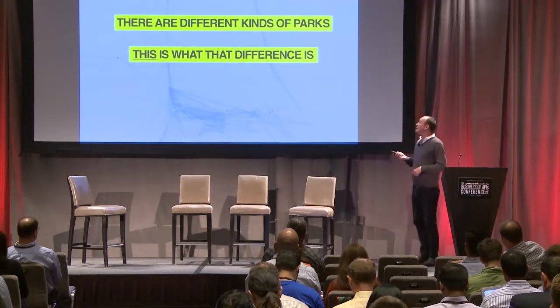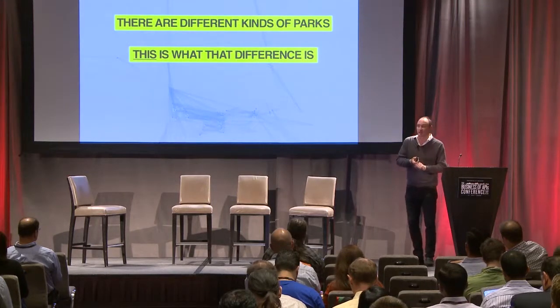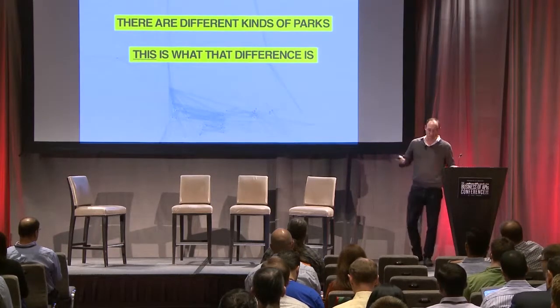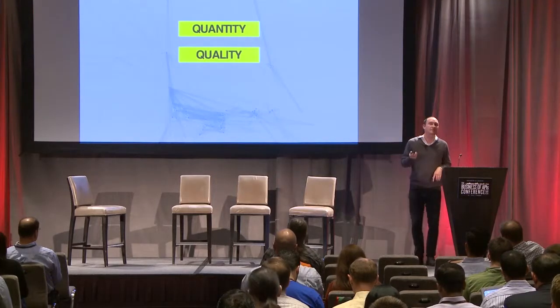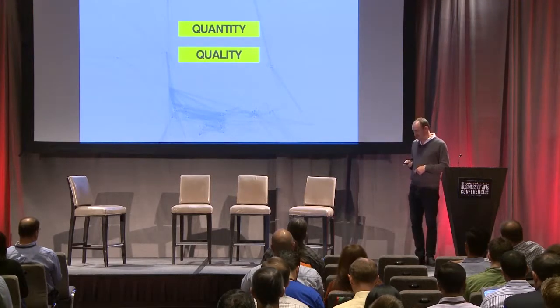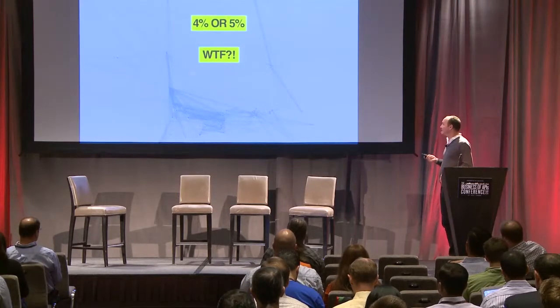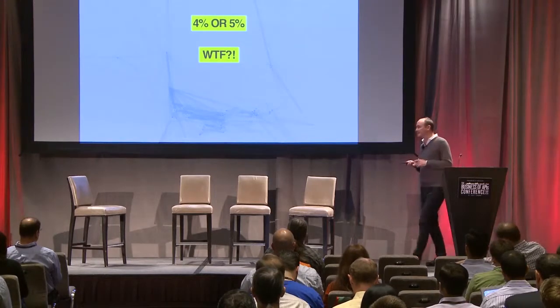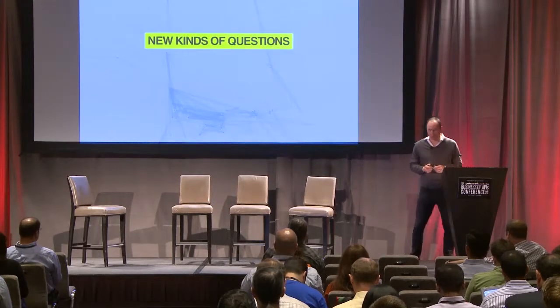So for example, what it tells you is not just that there are different kinds of parks, because that's obvious, but what that difference is as far as the specific social media landscape goes. It's not just about them being different, but about gaining clarity on something that you didn't necessarily have clarity on before. It's about a quantitative analysis of a problem and not just a qualitative analysis. As I was saying before, it's the difference between 4% or 5% and WTF is going on here. It's a way of sidestepping the small increments and getting big in your thinking and coming up with new kinds of questions.